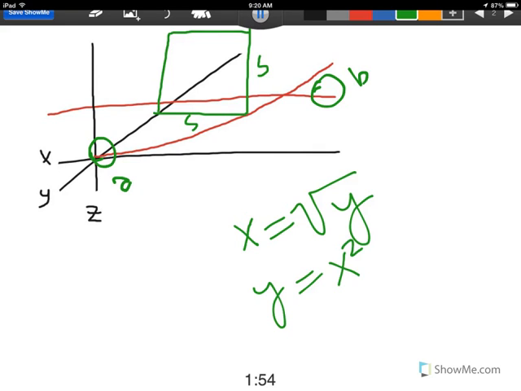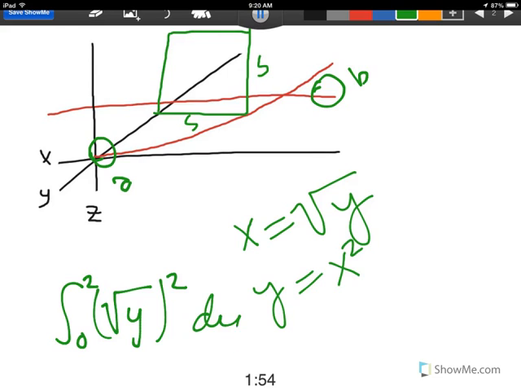Alright, so we're going to do the integral from 0 to 2 of the square root of y squared, which will just be y, and then dy. And that'll get you the answer. Okay, so when you plug this in to your calculator, you find that the volume is 2. And now you're done with part A.